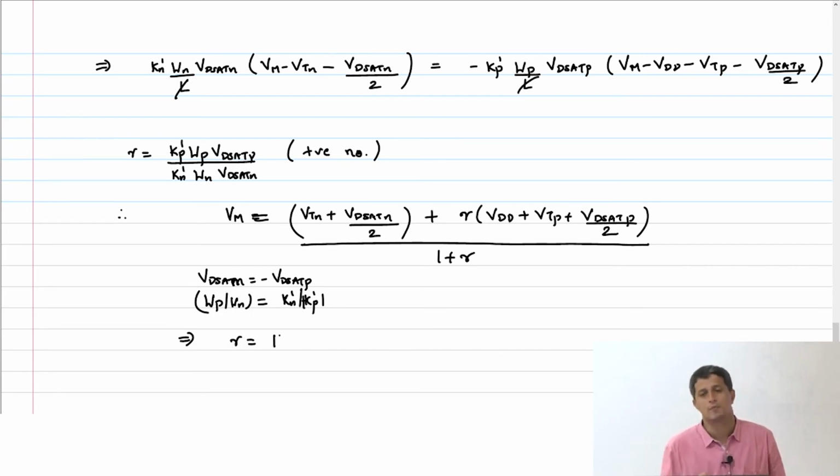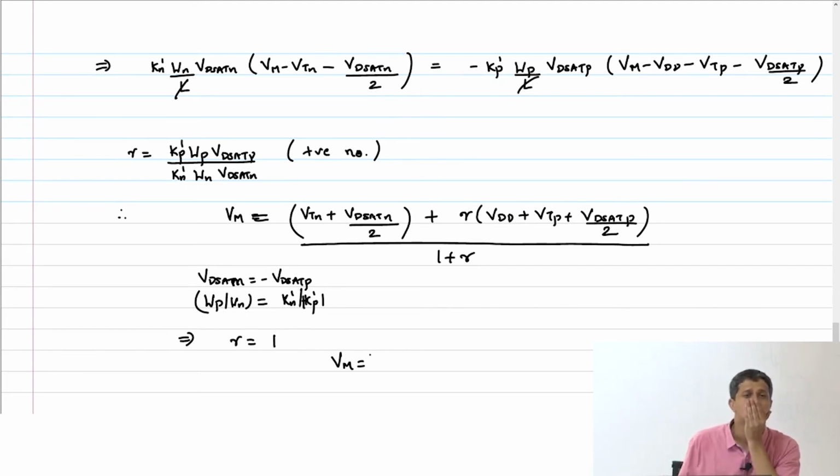Now apply the same condition out here. Vd sat n equal to minus Vd sat P. Where will Vm land up? Yeah, Vdd by 2, right? And of course, I'm also assuming VTN equals minus VTP. Technology is symmetric is what I'm assuming. This implies Vm will simply be Vdd by 2.